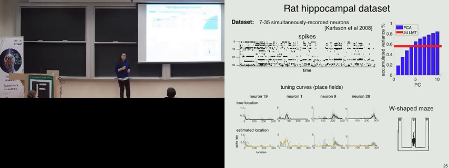Okay. Question? About the convexity. So in that W-shaped maze, there are areas that are unsampled, sort of like this. Yeah.